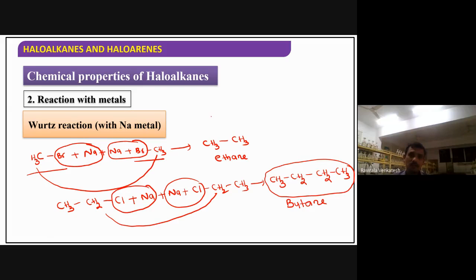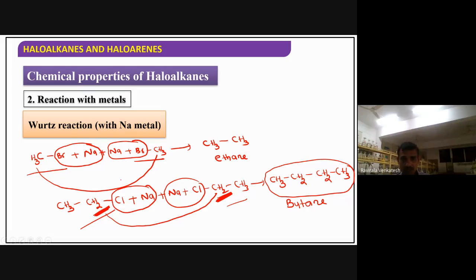You can take different products also. Here you can take different ones. So now which halogen carbon do we have to bond here? This is the halogen bonded carbon, and this one is the halogen bonded carbon. Both will be bonded like this.